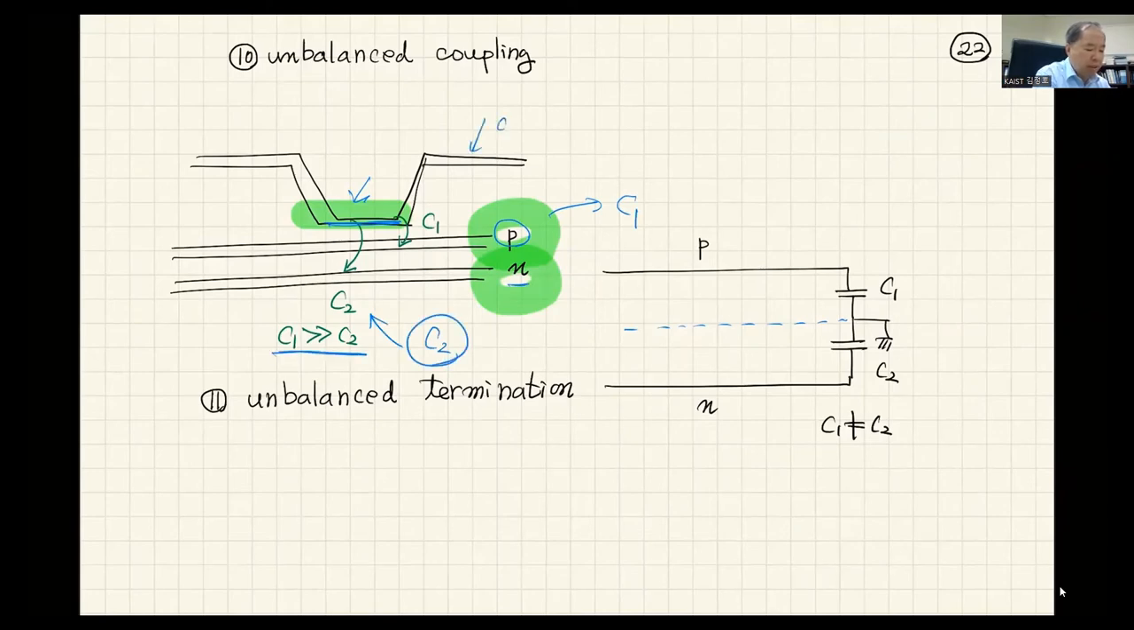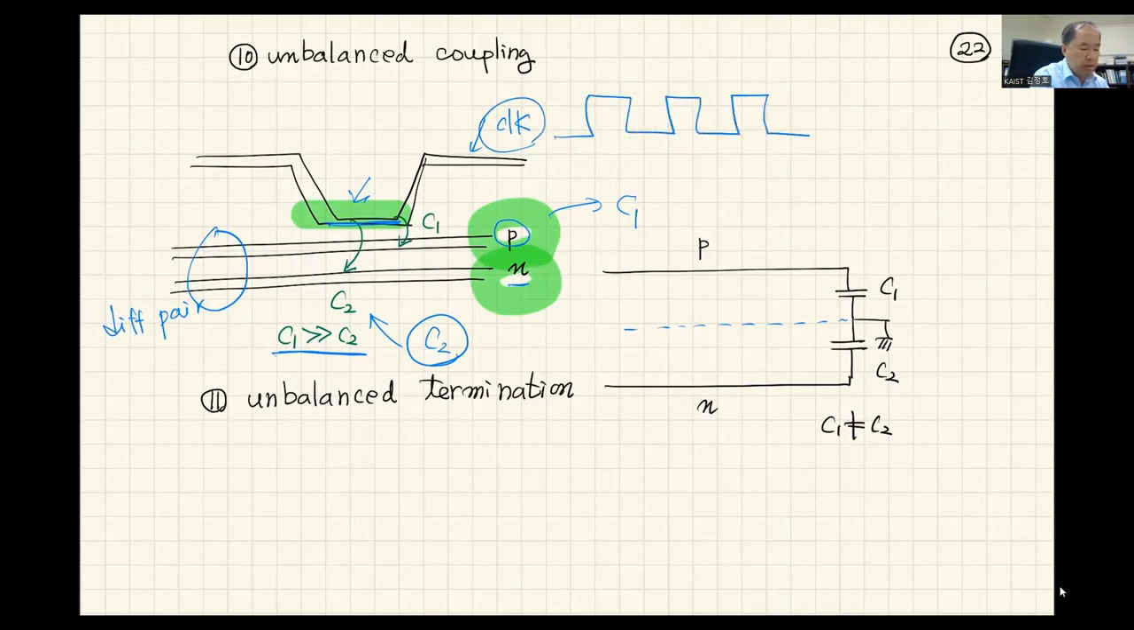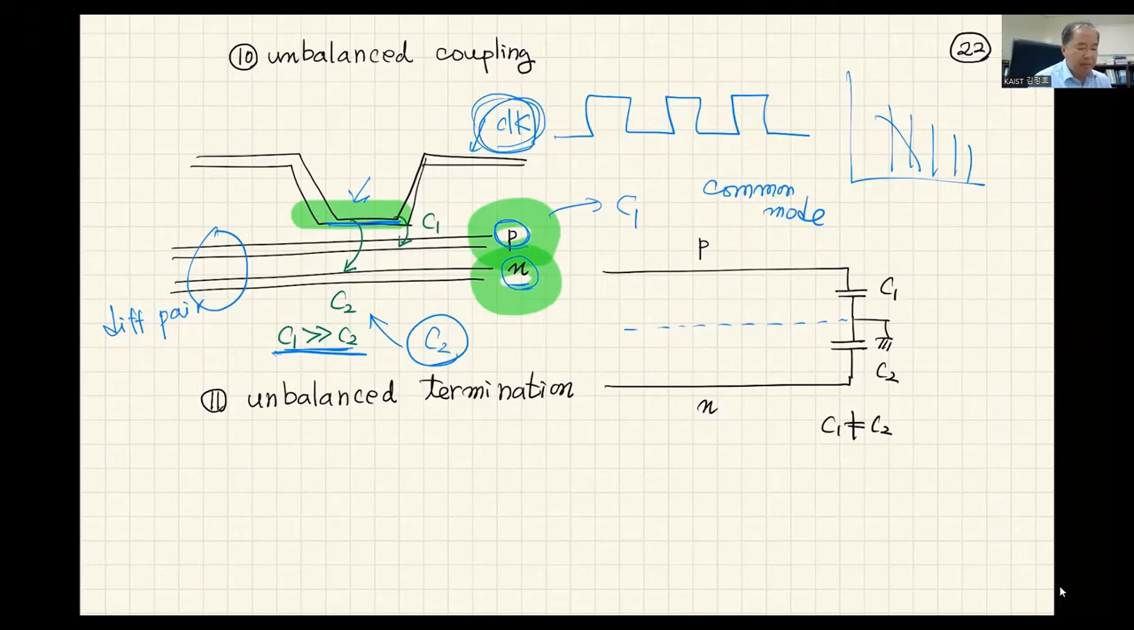Let's assume that this is a clock line, and let's assume that this is the pair, differential pair. And the clock line is very noisy, with transitions and very strong EMI spectrums. And the coupling of this clock noise to the P line and N line will be different because of the capacitance size difference. And because of that, we will generate the common mode. And again, this common mode is a source of EMI and jitter.